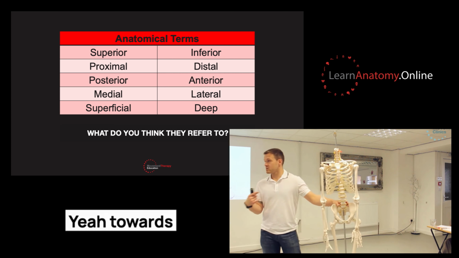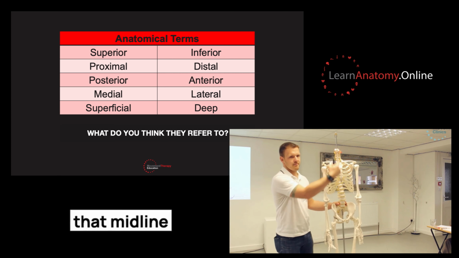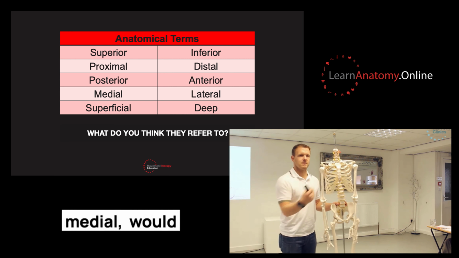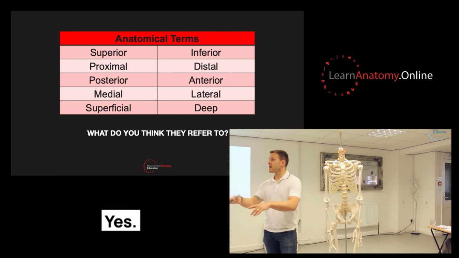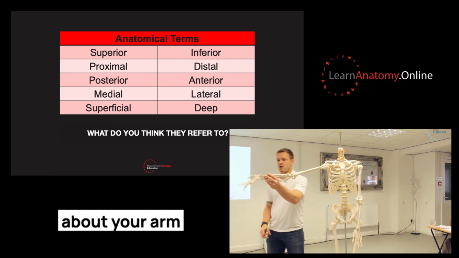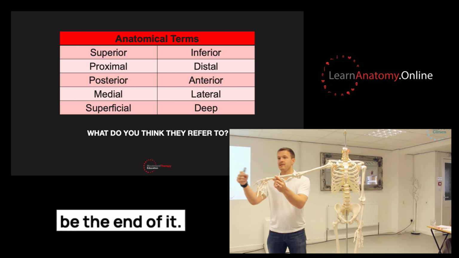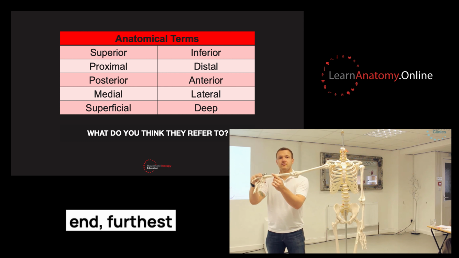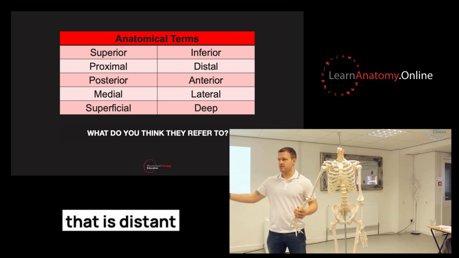Medial. Towards the middle. Yeah, sounds like middle, doesn't it? So if you remember that midline of the body, so something medial would be towards that midline. Yeah. Distal. Yes. Good. Yeah, it sounds like distance, doesn't it? So if you think about your arm or your leg, then a distal part of those bones would be the end of it. Okay, so the end furthest away from the midline. And that's something that is distal.